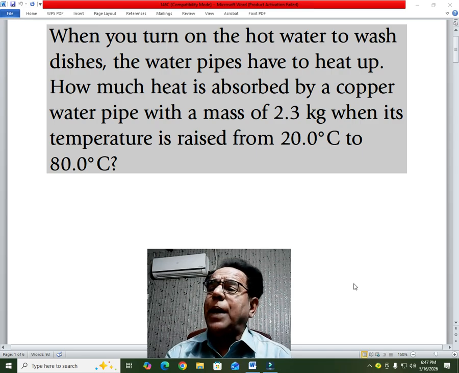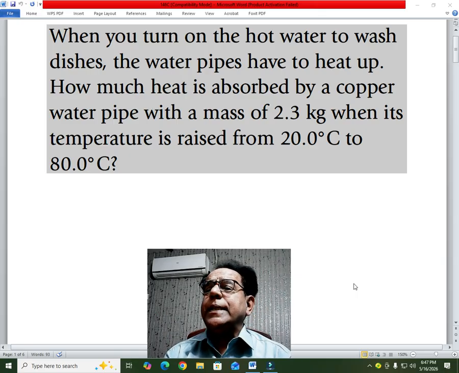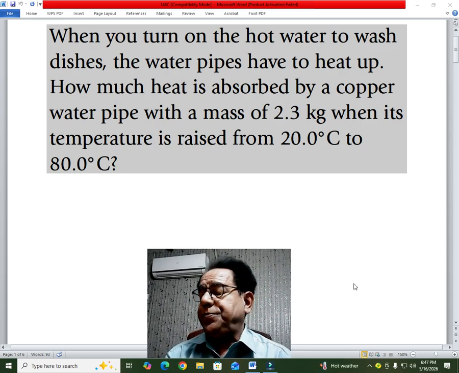First thing is the mass, which is 2.3 kg, while the final temperature is 80 degrees centigrade and the initial temperature is 20 degrees centigrade. So 80 minus 20 equals 60 degrees centigrade. That is delta T, the change in temperature, equal to 60 degrees centigrade.